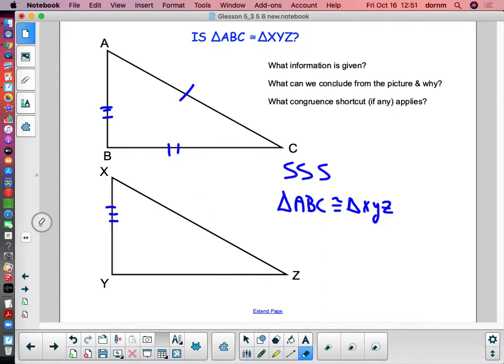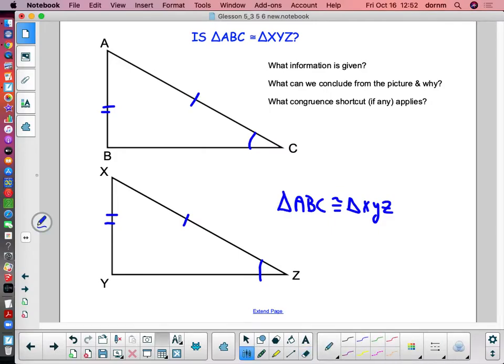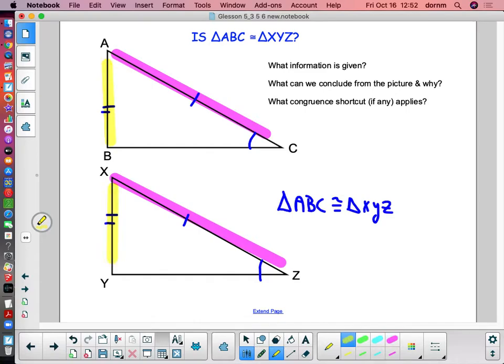How about this one? And again, we look at this and say, well, I've got two sides and an angle. But there's a little problem. I've got this side and I've got this side. But the angle I have is not the angle that connects the two sides. Okay, that's a no. You don't have that.